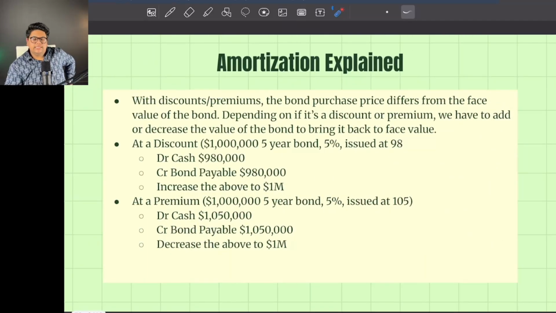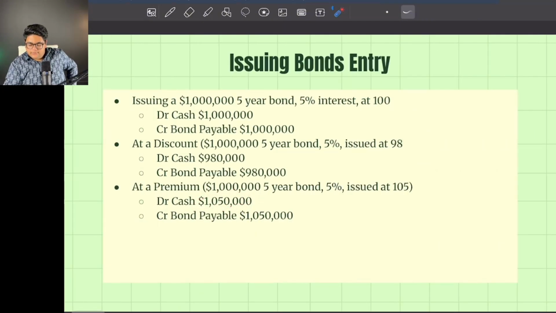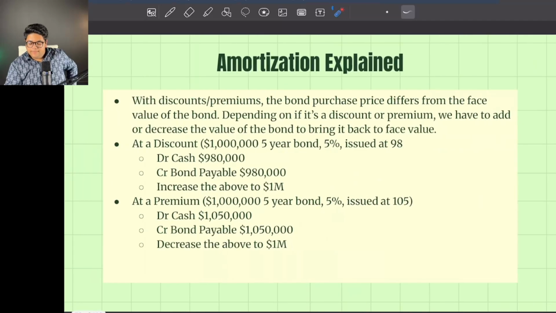That's what amortization is. With discounts and premiums, the bond purchase price differs from the face value. Depending on whether it's a discount or premium, we have to add or decrease the value of the bond to bring it back to face value. For example, I just ripped this straight from the previous slide, but in this case, our bond payable is $980K at a discount. We need to increase the above to 1 million. So we've got to come up with an extra 20K worth of bond payable. I'll be teaching you how to do that in the next couple of slides. The opposite scenario is when you issue a bond at a premium.